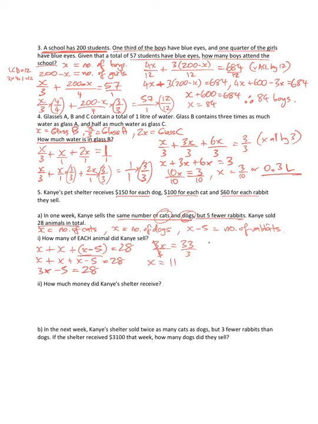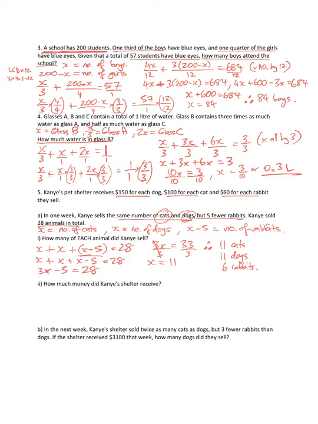How many of each animal did Kanye sell? Therefore, 11 cats, because we worked out X is equal to 11 and we decided X was the number of cats. Because the number of dogs was the same, 11 dogs. And then how many rabbits? 5 fewer than 11. So 11 take 5 is going to be 6 rabbits. How much money did Kanye's shelter receive? So, for this situation, we know 11 cats were sold, 11 dogs were sold, 6 rabbits were sold.